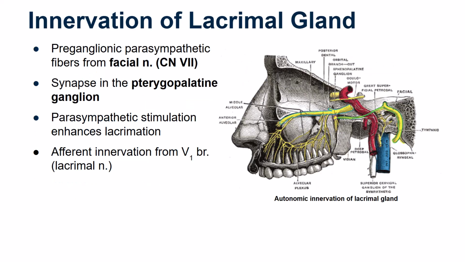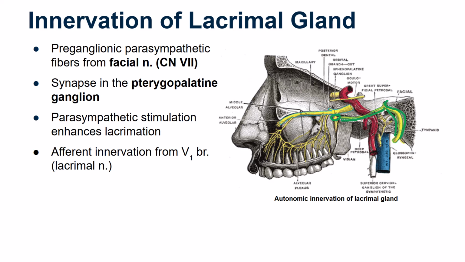The lacrimal gland, its secretions are stimulated by a parasympathetic response. The preganglionic parasympathetic fibers come from cranial nerve number 7, or the facial nerve. That facial nerve is moving through its osseous canal, and it sends a branch anteriorly toward the pterygopalatine fossa, where the pterygopalatine ganglion is. And then postganglionic branches are conducted up to the lacrimal gland via V2.